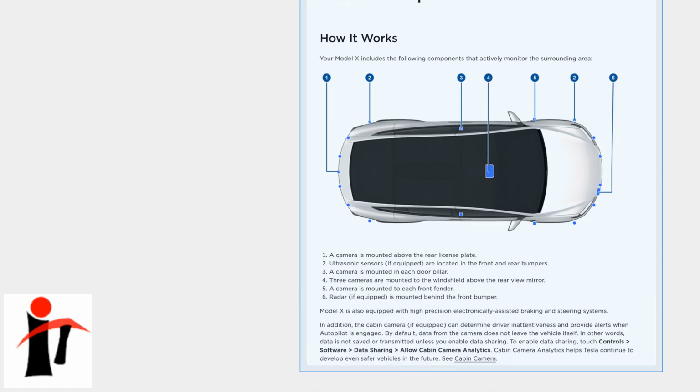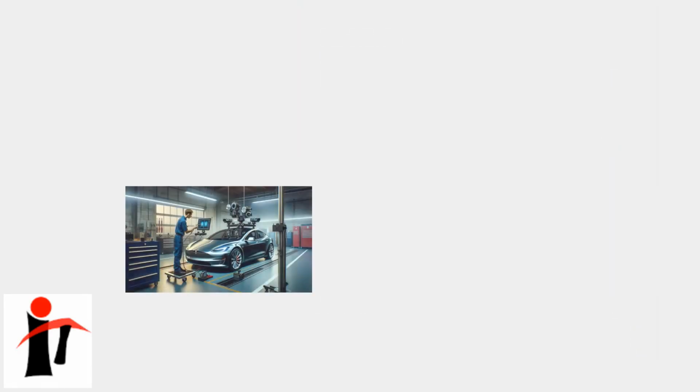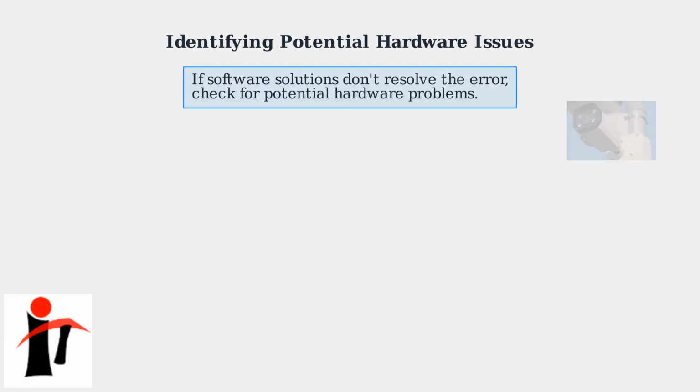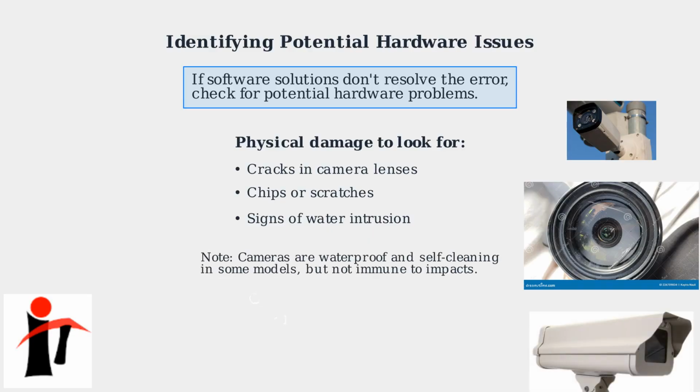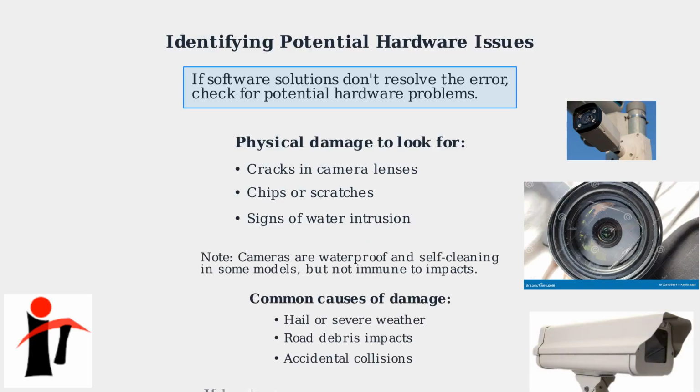However, this built-in tool is more effective for modern Model Y vehicles. For older models or complex issues, professional calibration may be needed. If software solutions don't work, consider potential hardware problems. Check for physical damage to the cameras, such as cracks, chips, or water intrusion. Although the cameras are waterproof and self-cleaning in some models, impacts from hail or road debris can cause damage. If you suspect hardware damage, professional inspection and replacement are necessary.